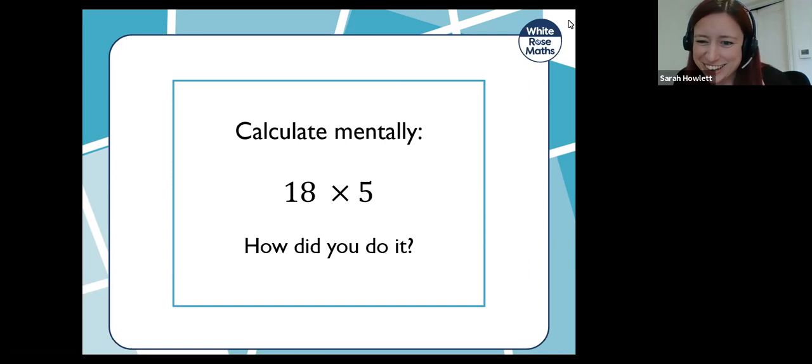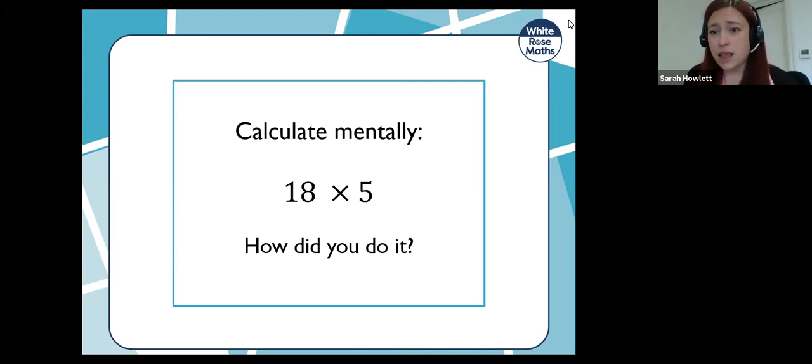I can see so many coming through. It's really hard to see all of them, but there are some very familiar ones. Take a look back yourselves. I think one of the most common ones seems to be that partitioning structure, where some people are thinking of 18 as 10 multiplied by 5 and then 8 multiplied by 5. I think that one seems to be one of the most popular ones there.